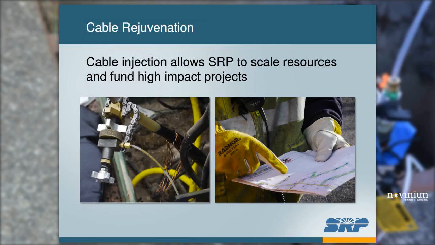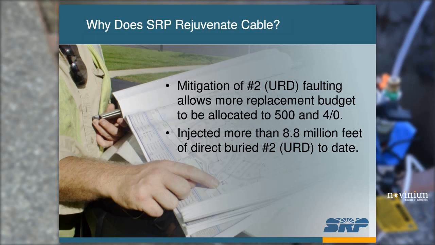Next, I'd like to talk a little bit about cable rejuvenation. It's an integral part to our overall cable replacement process. And what we use rejuvenation for is we use it to mitigate faults on our number 2 cable, so we can put as much of our budget as possible on our 500 and 4/0. To date, we've injected a little more than 8.8 million feet of direct buried number 2.